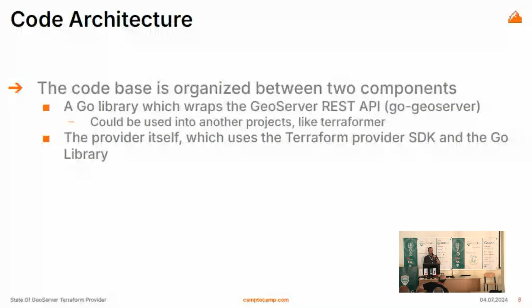On GitHub, the code base is organized into two components. There is a Go library, which is in fact a wrapper of the GeoServer REST API, called Go GeoServer. It is separated because we would like to offer the possibility to use it in another project, like Terraformer. I will come back to that later. And there is the provider itself, which uses the Terraform SDK and the Go library, gluing them together to offer all the possibilities previously mentioned.